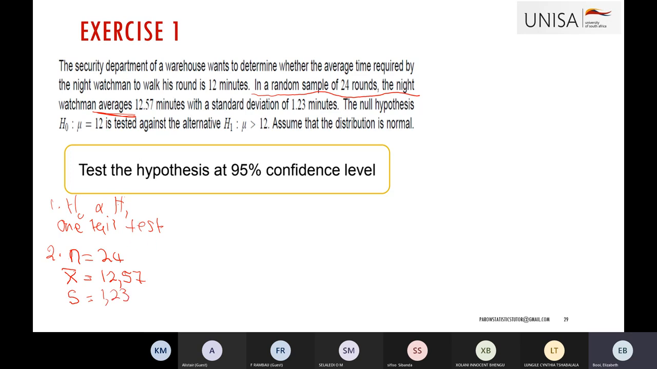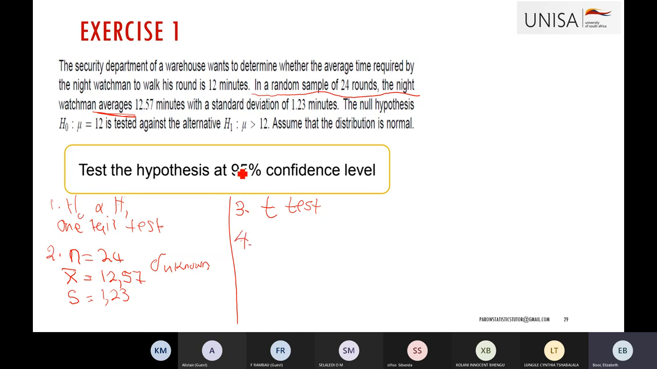1.23. If they would have said "with the population standard deviation of this," then it means they would have given you the population standard deviation. Here we say the population standard deviation is unknown. So when the population standard deviation is unknown, we know that step number three, we're going to use a t-test or a t-statistic.